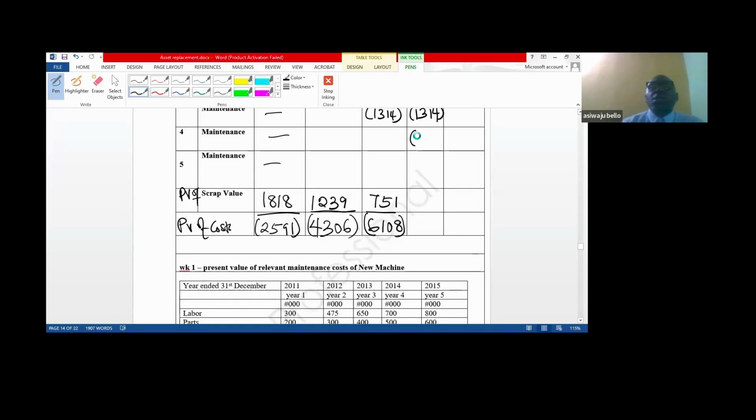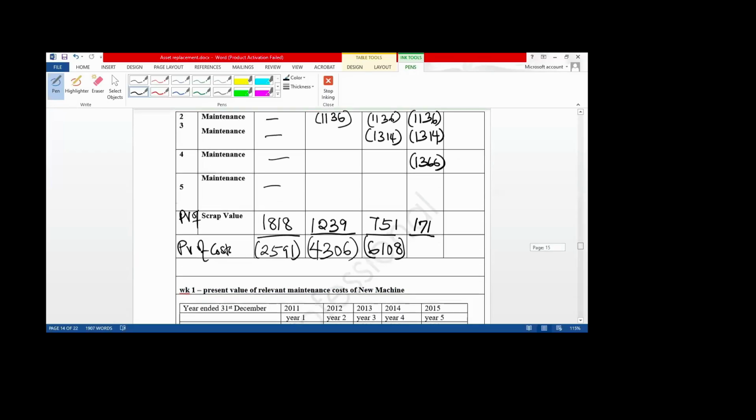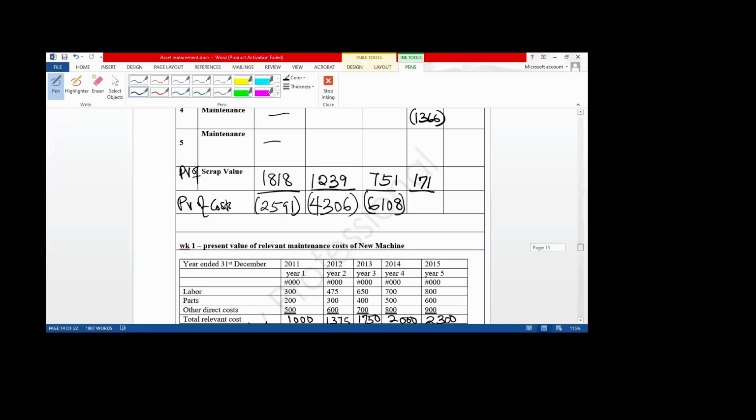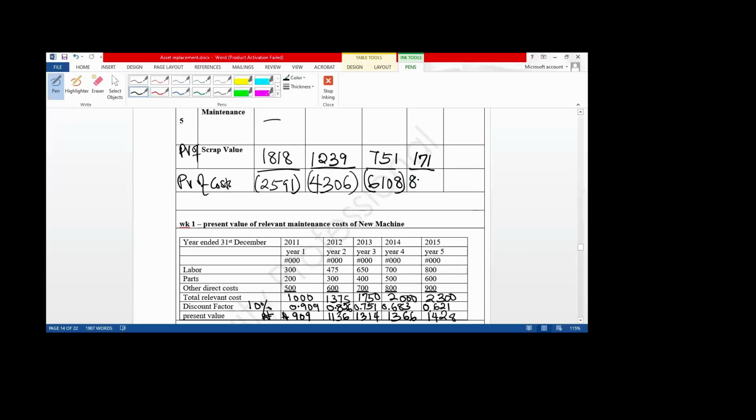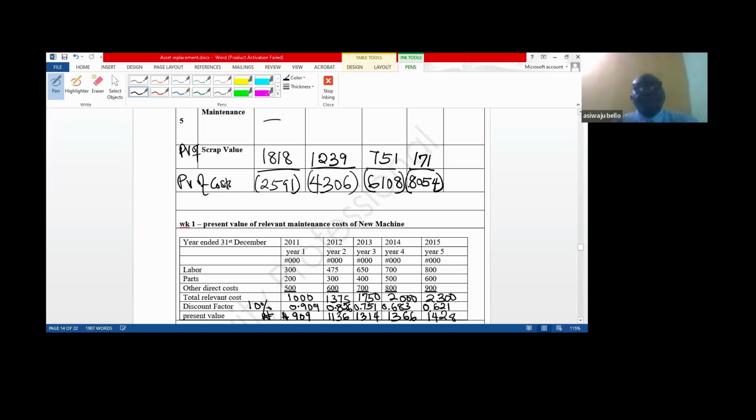Year 4 running cost, 1366. Then we are going to scrap the machine for 250 with a present value of 171. What is the present value of cost? 8054 negative. What do you have? 8054 negative. We now move to year 5.